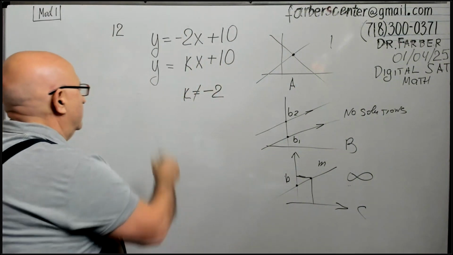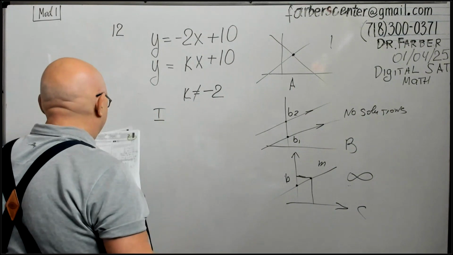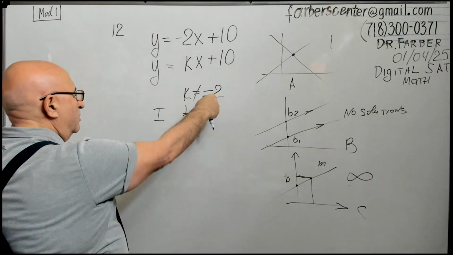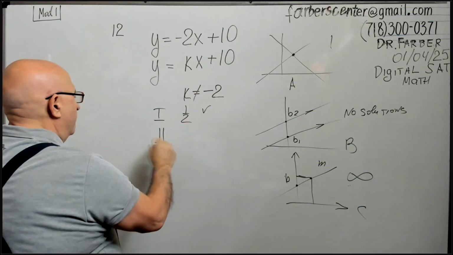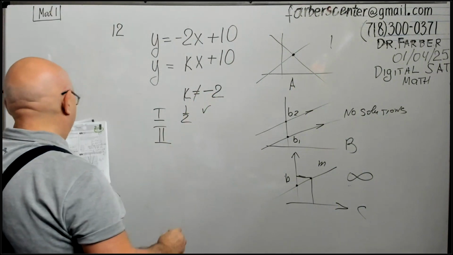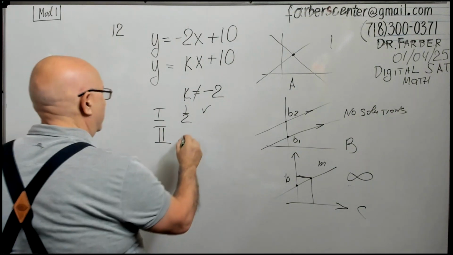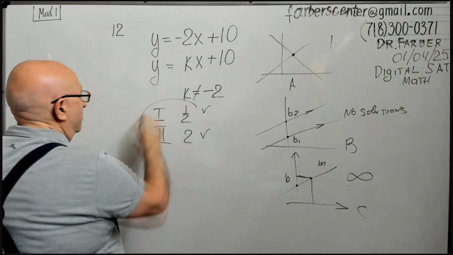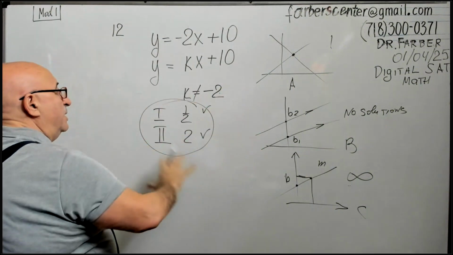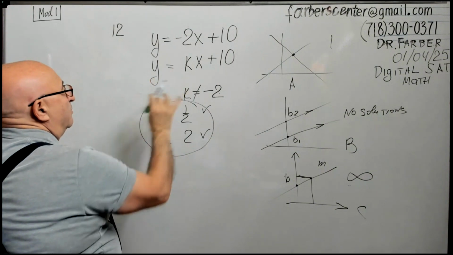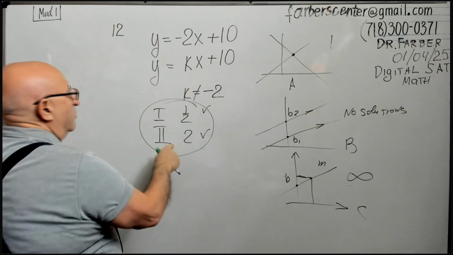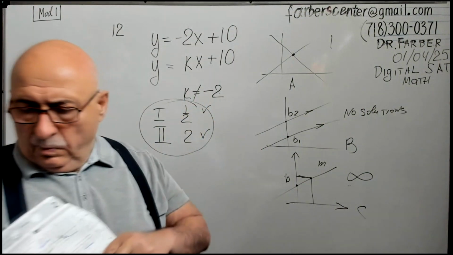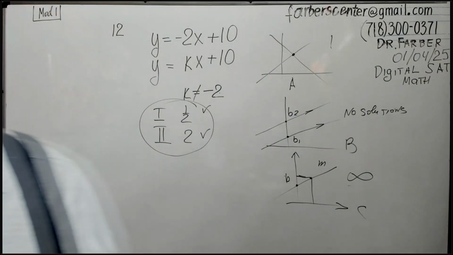Now look at the multiple choice. What do you have? Roman numeral 1 is 1/2. Is it -2? No. Fine. Roman numeral 2 is 2. Is it -2? No. So both of them work. But even without this explanation, if you look at this, it's obviously a 5-second question. Both of them work because they're not equal to what? -2.